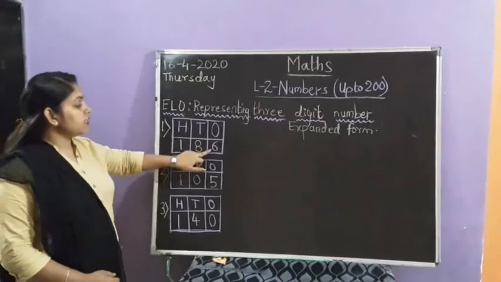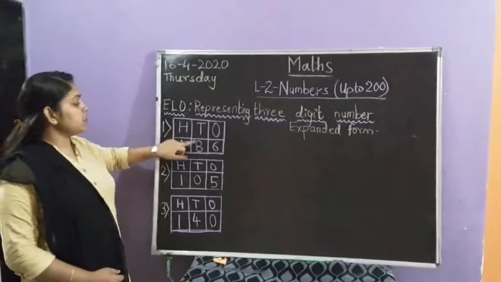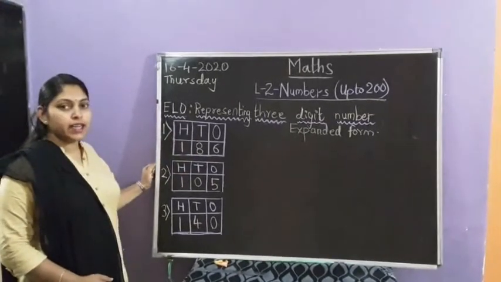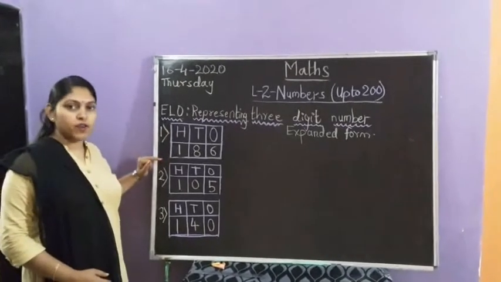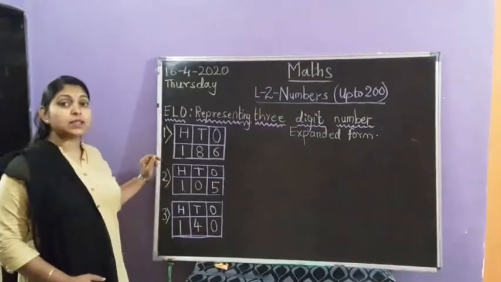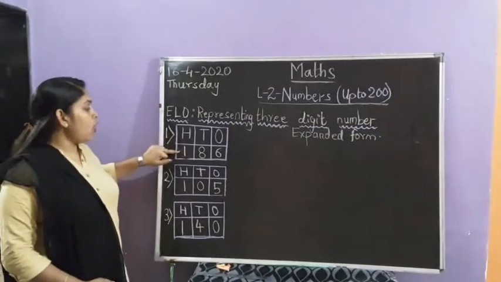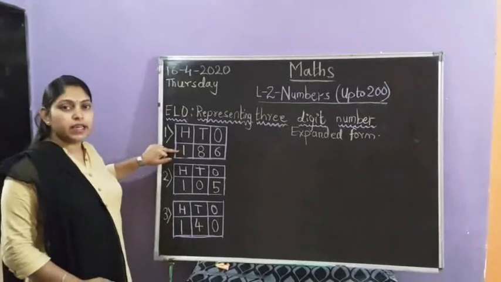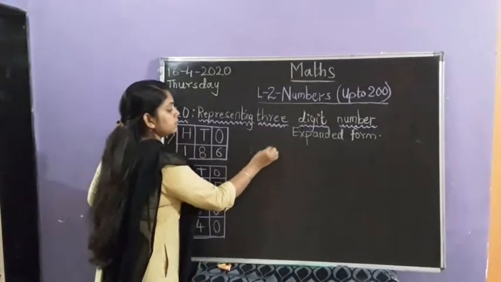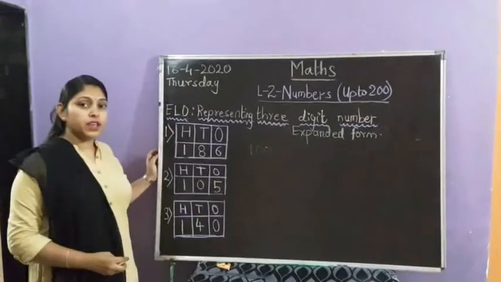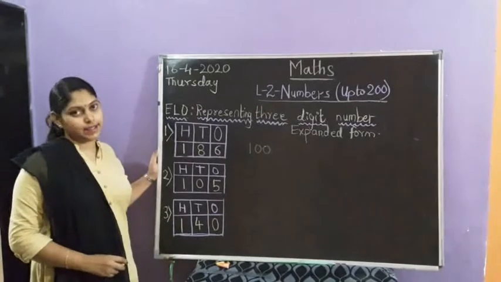In ones place, we have the number 6. In tens place, we have the number 8. And in hundreds place, we have the number 1. So let's start expanding this number. Place value of the number 1 here is 100. So we first write the place value of each digit.